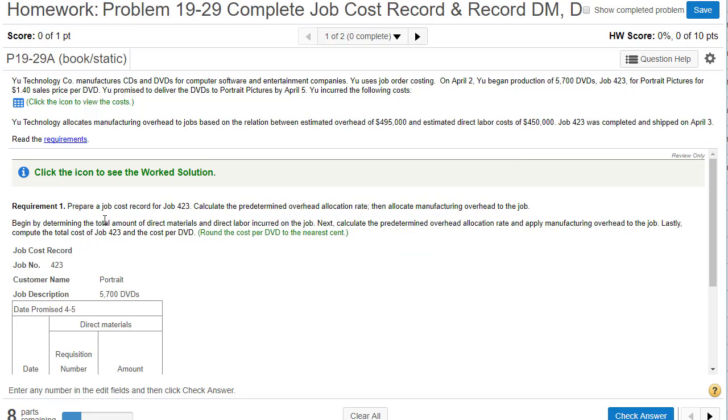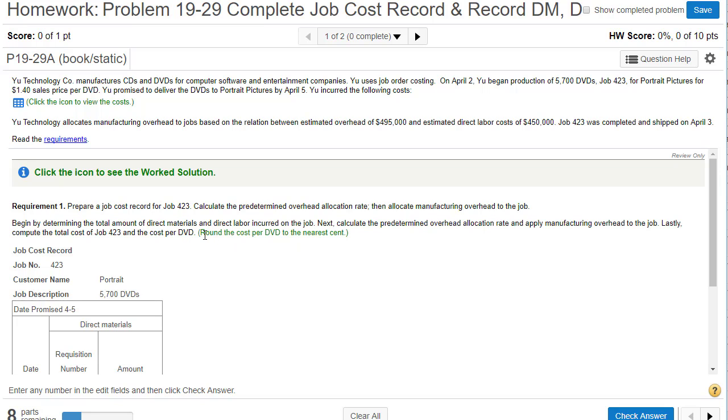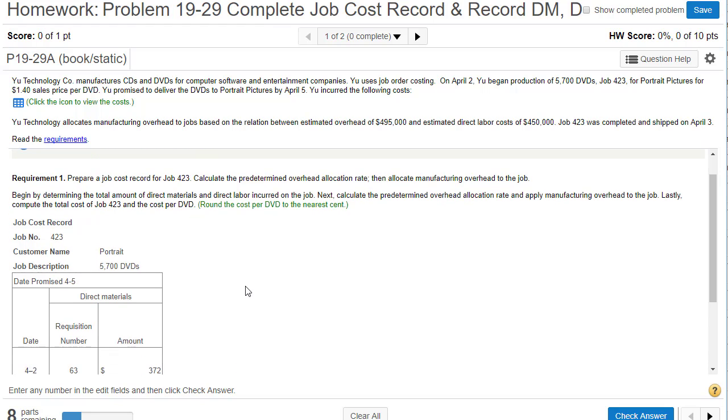So begin by determining the total amount of direct materials and direct labor incurred on the job. Next, calculate the predetermined overhead allocation rate and apply manufacturing overhead. Lastly, compute the total cost for job 423 and the cost per DVD. Now remember, we're going to round the cost of the DVD to the nearest cent. So this starts off pretty easy.